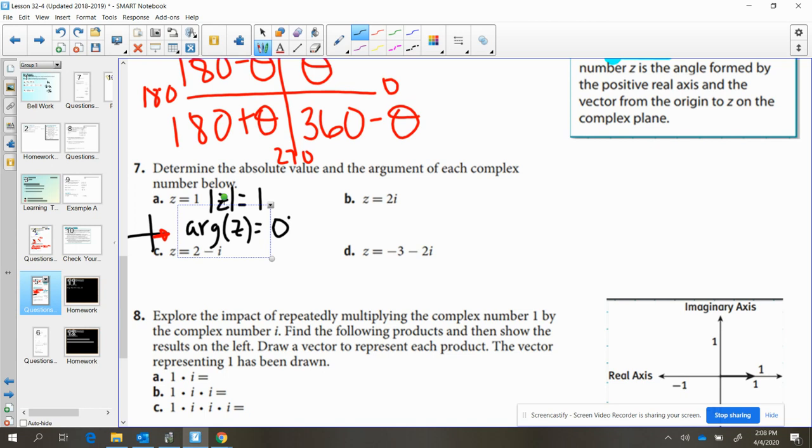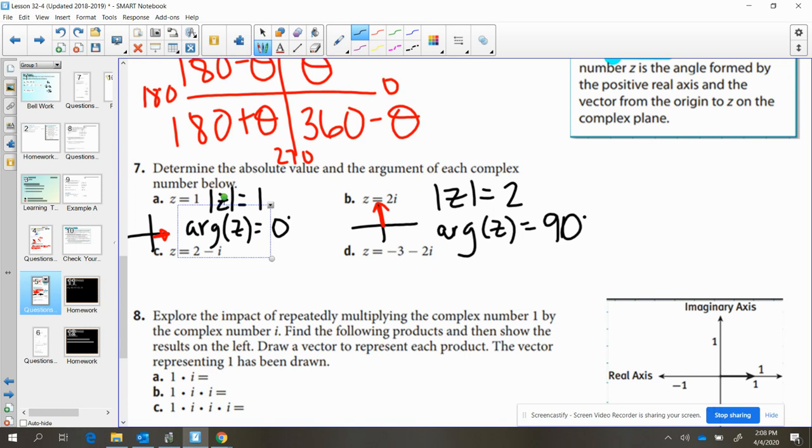Right? So that's why I like drawing the picture first in my brain, just to see where things are at. And that's a similar tactic that's going to help us with example B. Because if we're at 2i, we're at positive 2 units up on the imaginary axis, which means this time our absolute value is the square root of 0 squared plus 2 squared, which is just 2. And the argument of z this time, again, we're pointing straight up, that's going to be at 90 degrees.